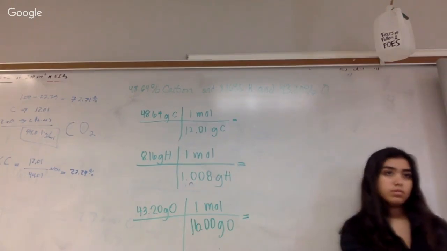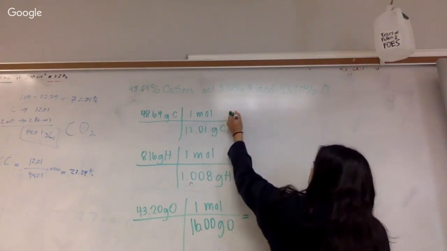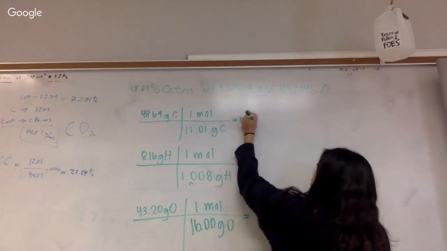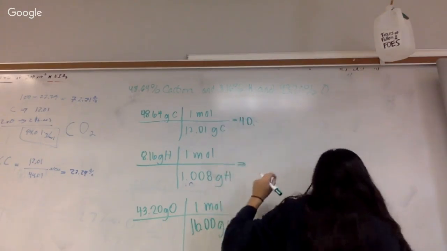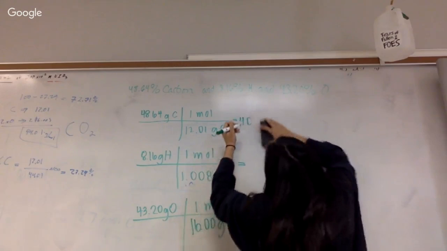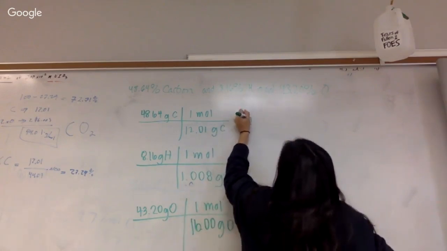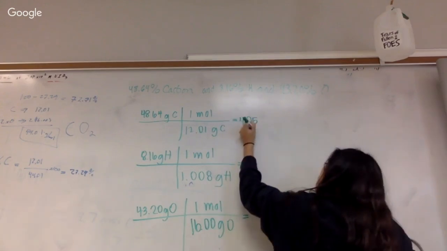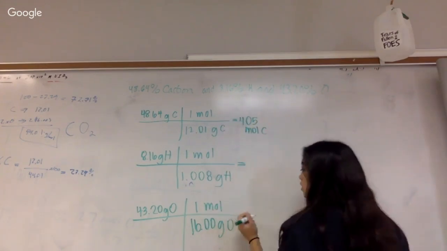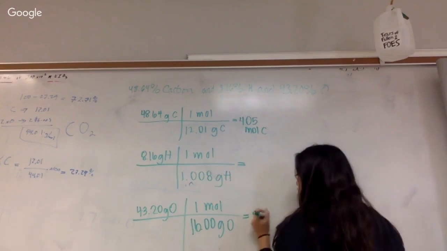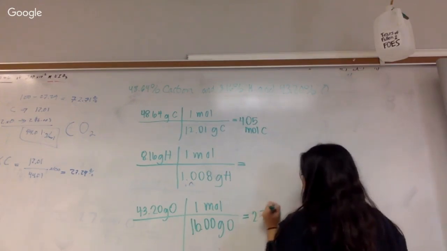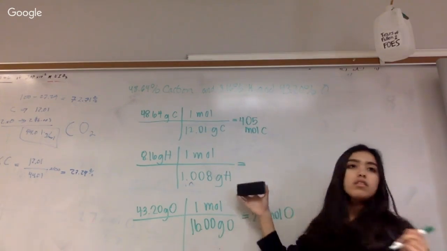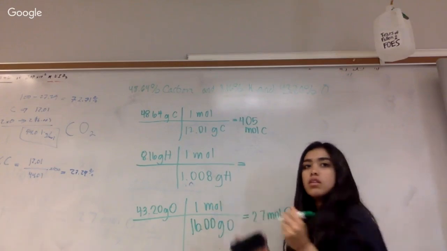The first one is 4.04. Good. Right, moles. 2.7. The very bottom is 2.7. The hydrogen is 8.103.